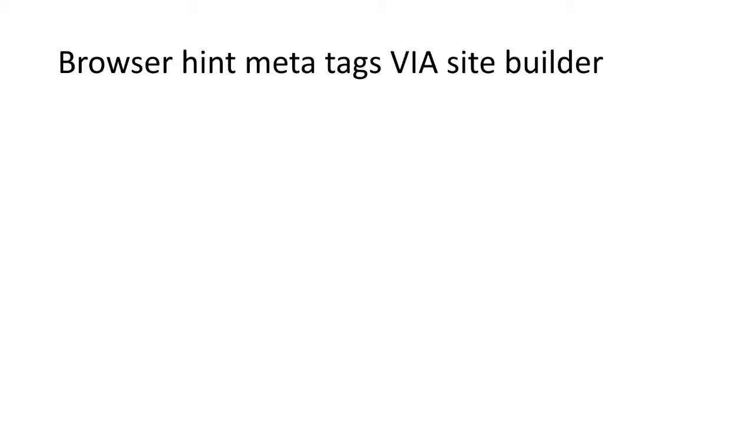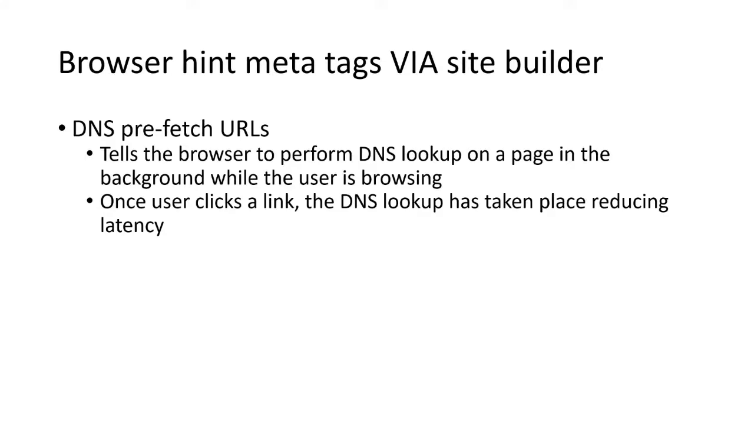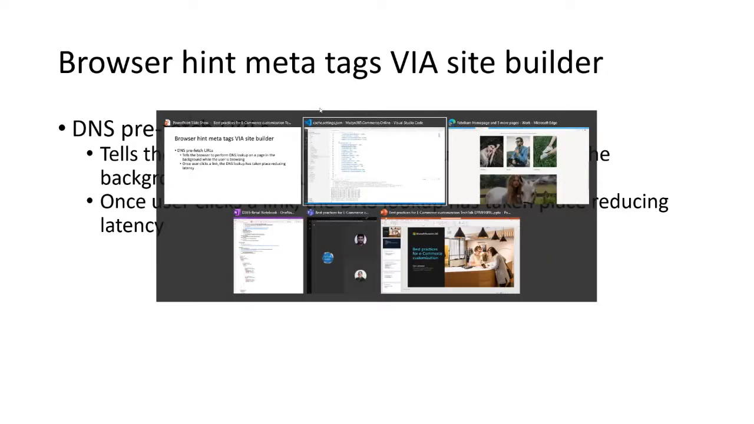So browser hint meta tags. Another thing you can do with our site builder tool is you can add some DNS prefetch URLs. This is particularly handy if you start integrating with any other third-party services. And basically a DNS prefetch URL tells a page to do a DNS lookup in the background, before the user accesses it. So that way, when the user does access a link eventually, the DNS lookup has already taken place, and that reduces latency. So I want to show you in Site Builder where you can access that.